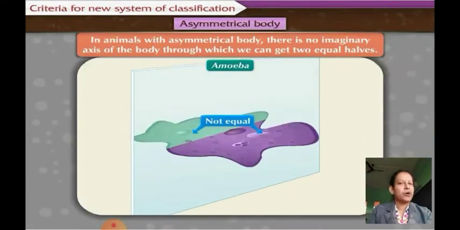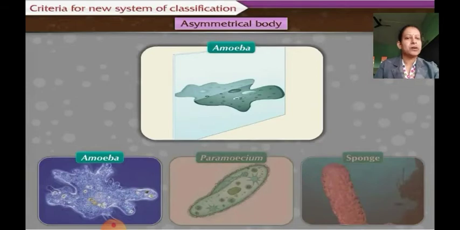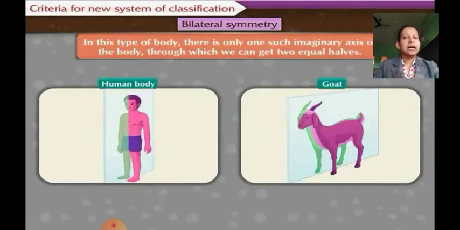Asymmetrical body means that in such animals there is no imaginary axis. You try to cut from any angle, you will not get two equal halves. Such a type of symmetry is called asymmetrical body. Amoeba and paramecium cannot be cut into exactly two halves. Other organisms are sponges, which you are going to learn now, belonging to the phylum Porifera.